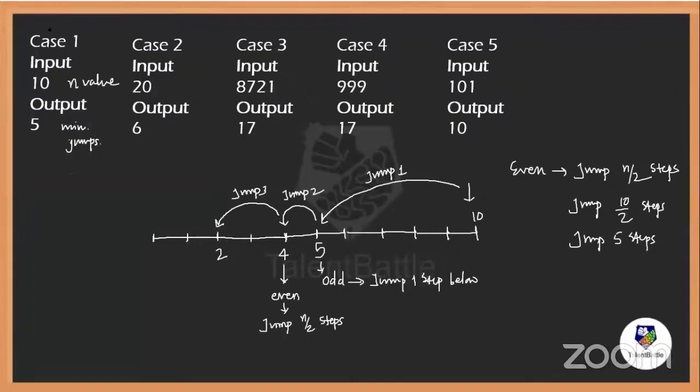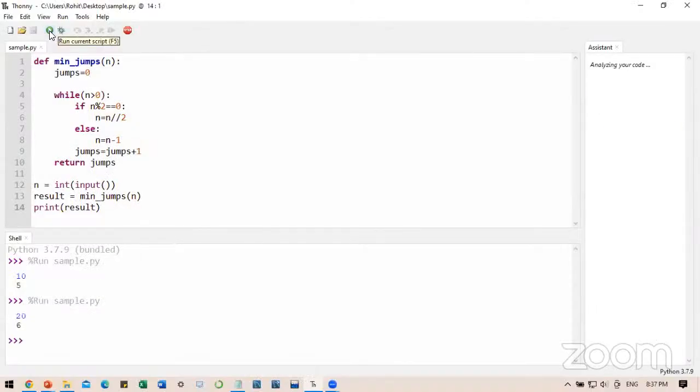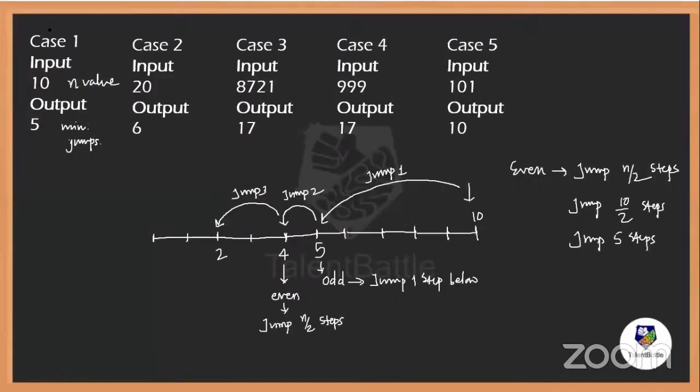20 is another input and the output should be 6. So now 20, the output is 6. One more time. 8721 is the input.